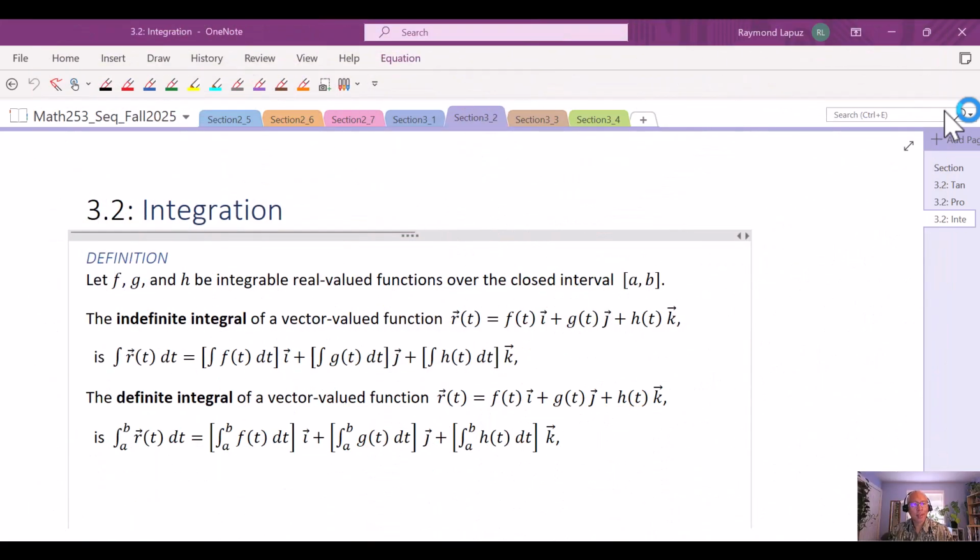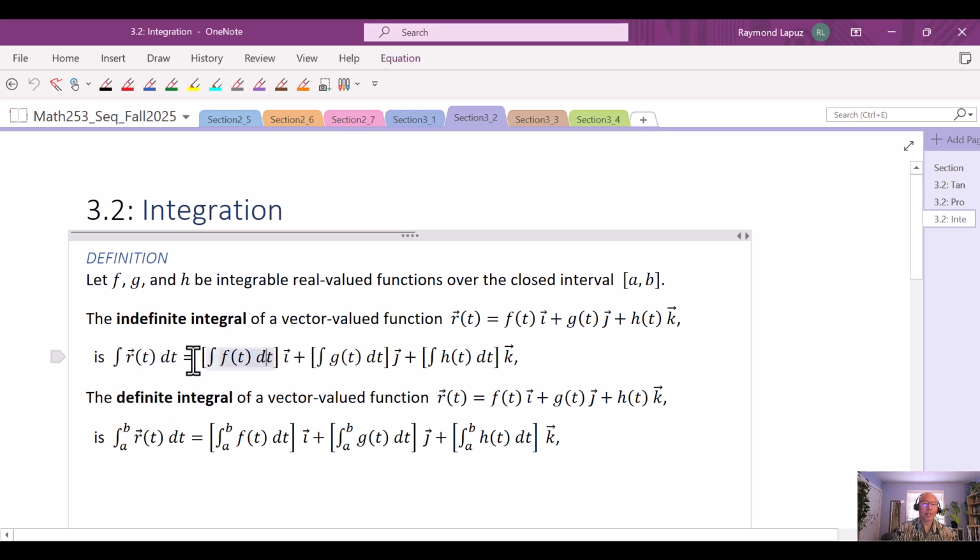Hello, we are in our last objective from section 3.2, and this is going to be about integrating vector valued functions. Just like derivatives, the integral of a vector valued function is found by integrating each of the components of your function, whether it be an indefinite integral or a definite integral. It's going to be the same process.